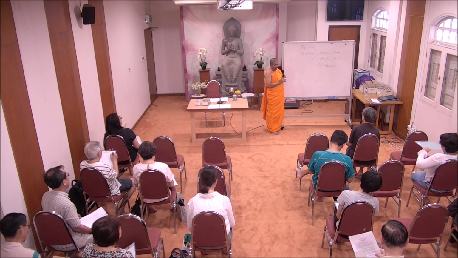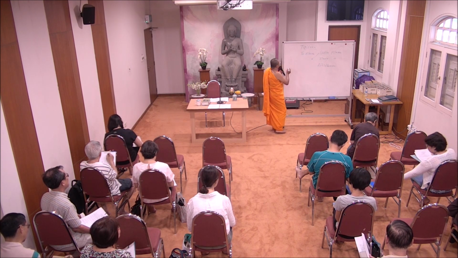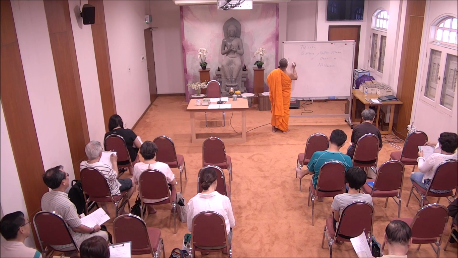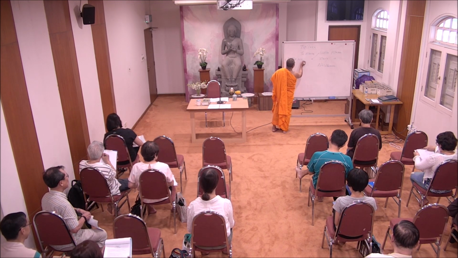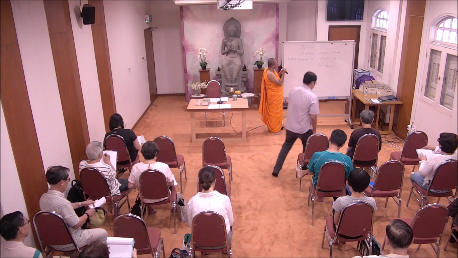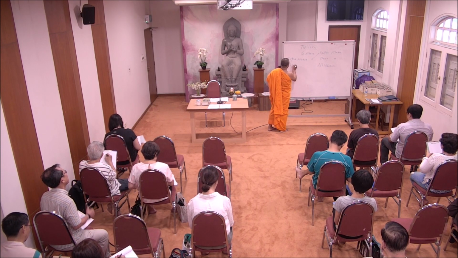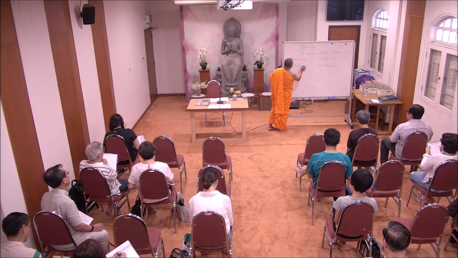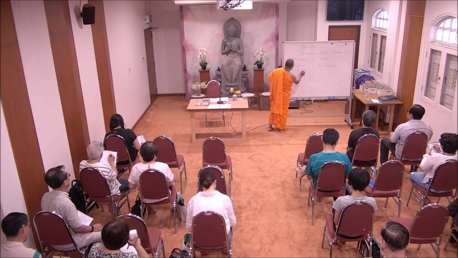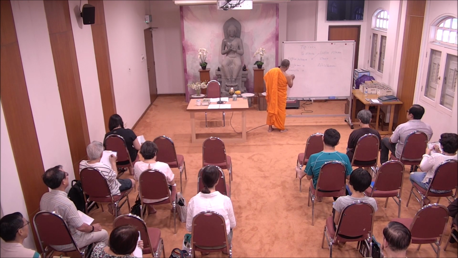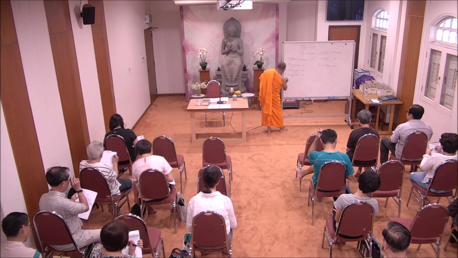The Sutta Pitaka has 5 Nikayas, 5 books. The first one, Digha Nikaya. In Mahayana it is called Agama, Dirghagama, this one Digha Nikaya. Number 2, Majjhima Nikaya. Number 3, Samyutta. Number 4, Anguttara. Number 5 is Khuddaka.